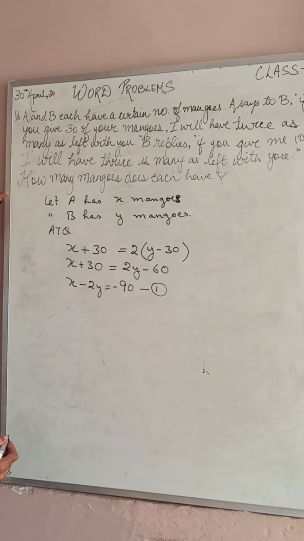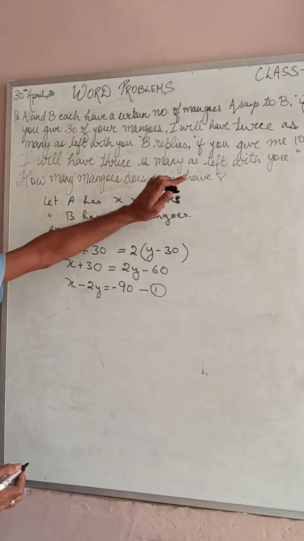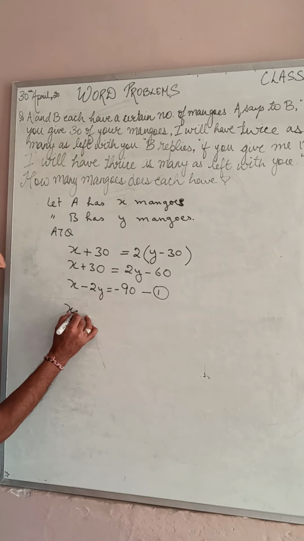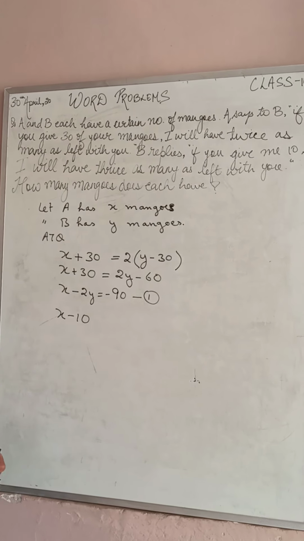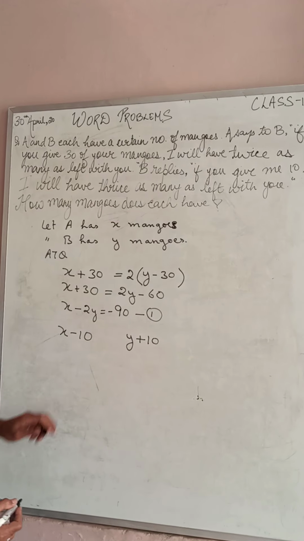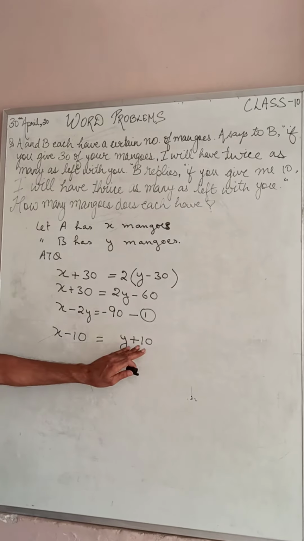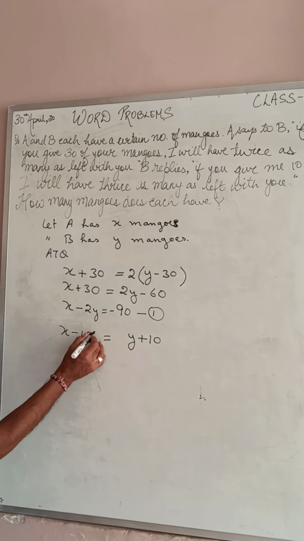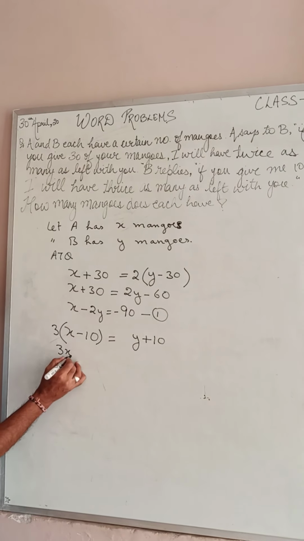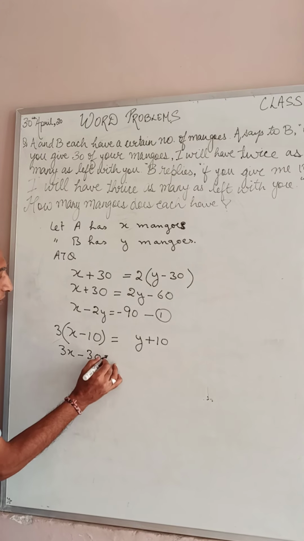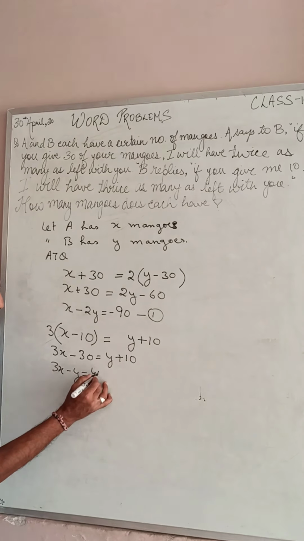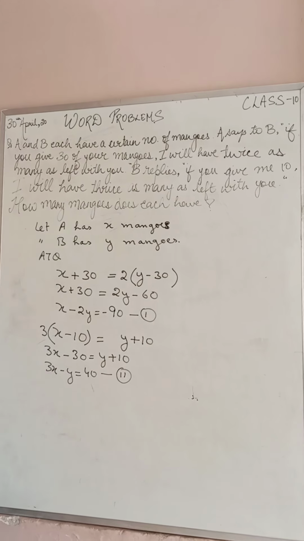Now let's take the second condition. It says, B replies, if you give me 10, I will have thrice as many as are left with you. Meaning, A is giving 10 mangoes, so I have subtracted 10 from x, and B is receiving 10 mangoes, so I have added 10 to y. It says A will now have thrice as many as are left with B. Therefore, this part is to be multiplied by 3. If we open the bracket, we get 3x minus 30 equals y plus 10, or 3x minus y equals 40. This is equation 2.